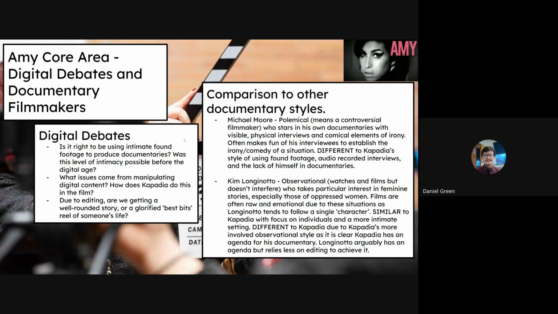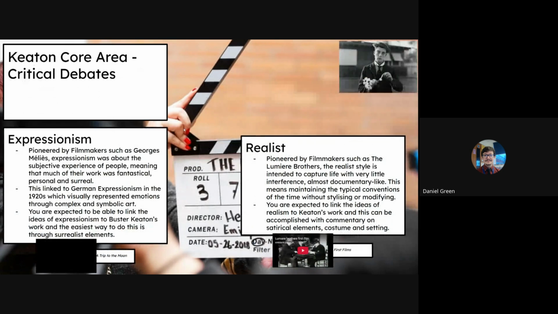So that's the Amy core areas. Moving on then, we've got Keaton's core areas, which is critical debates. And the two debates are expressionism and realism. I'm just going to briefly go over these because, again, when I go through all of the micro elements of these films, you'll see how I bring out the expressionism and realism from those aspects, okay?